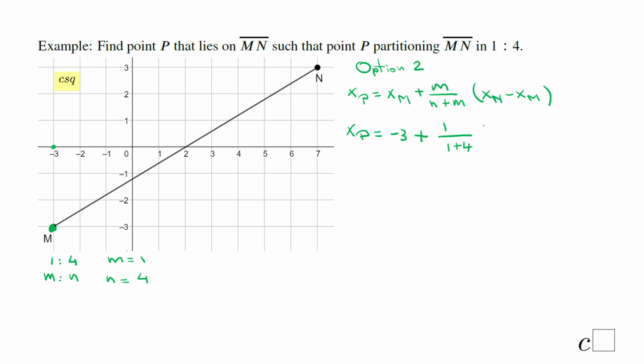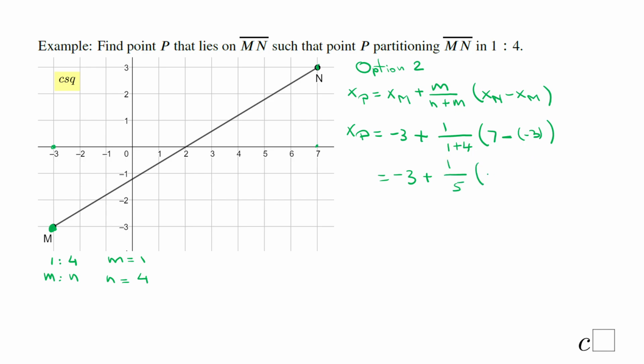And now here, be careful, you start with the endpoint. The x coordinate is 7 minus -3. So we end up here with -3 plus 1 over 1 plus 4, 1 over 5.